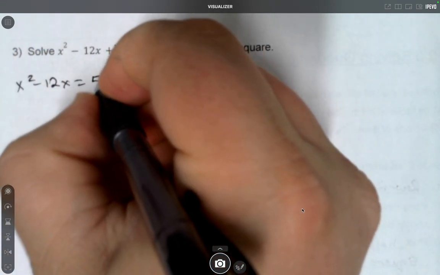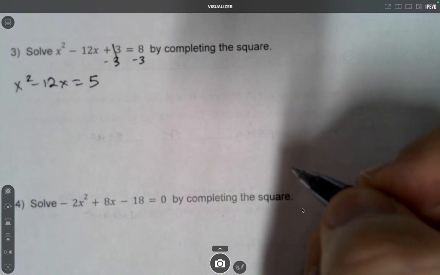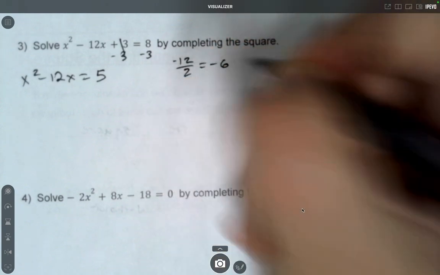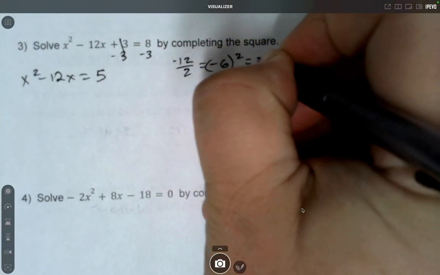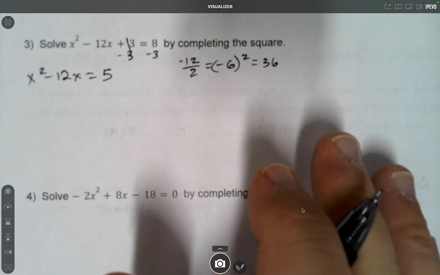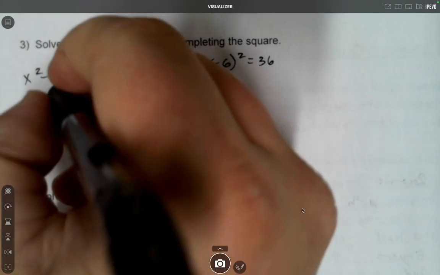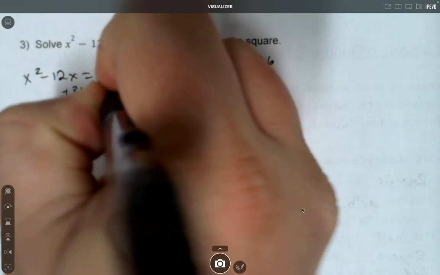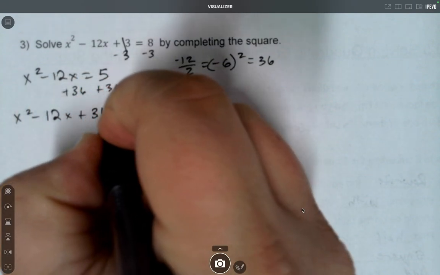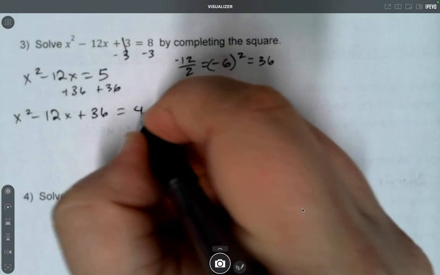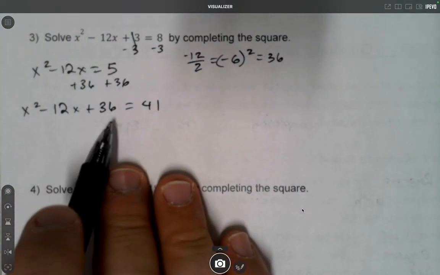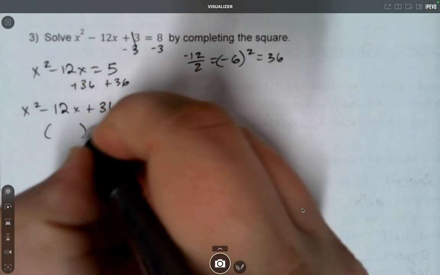8 minus 3 is 5. Then we half the middle and square it, giving us 36. So we will add 36 to both sides. The left side becomes x squared minus 12x plus 36, and then 5 plus 36 is 41. We've now completed the square on this side, meaning we can factor it.